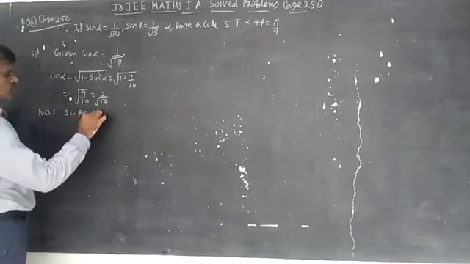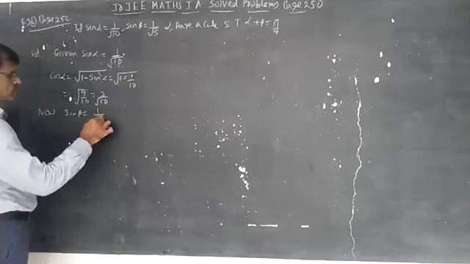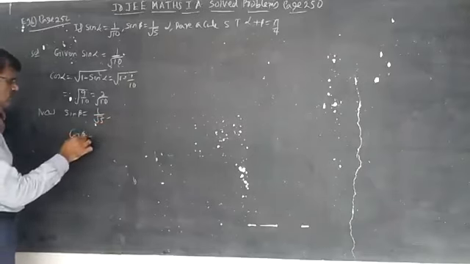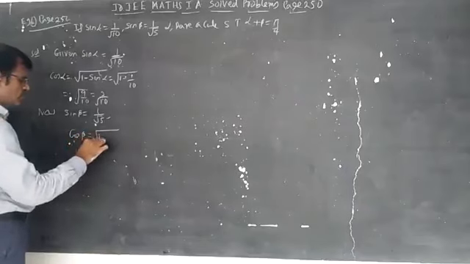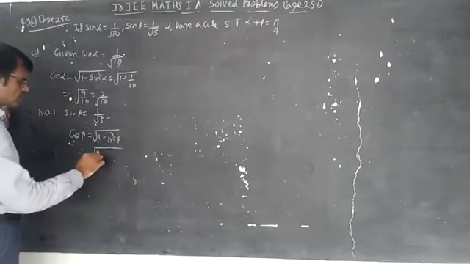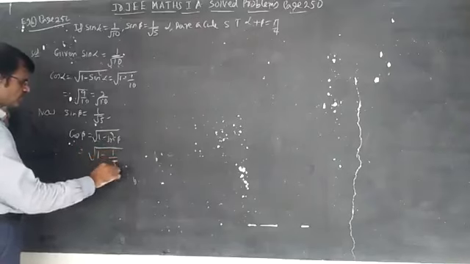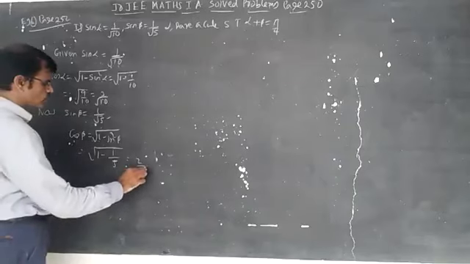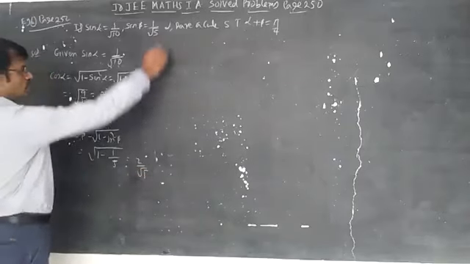Sin beta is equal to 1 by root 5. Use the formula cos beta is equal to root of 1 minus sin square beta. So that is equal to root of 1 minus 1 by 5. Take an LCM, 5 minus 1 becomes 4, root of 4 by 5. So 2 by root 5 we got.